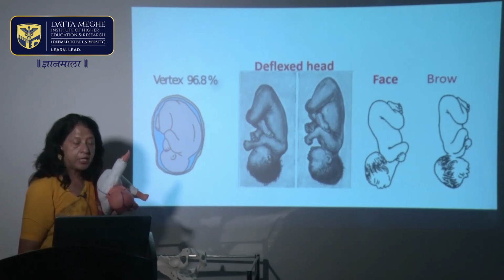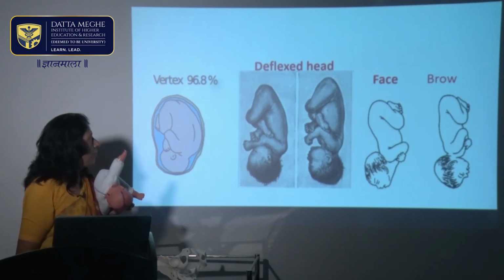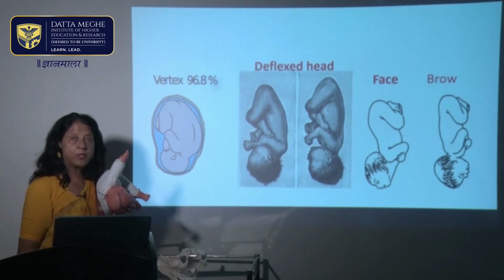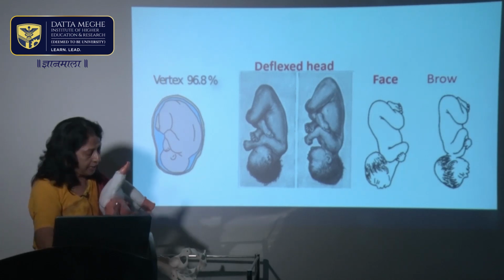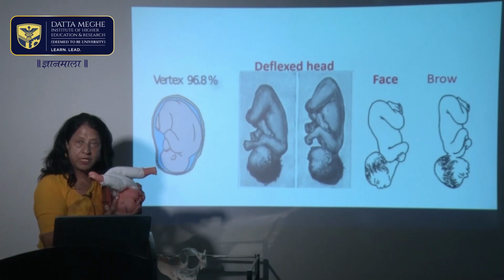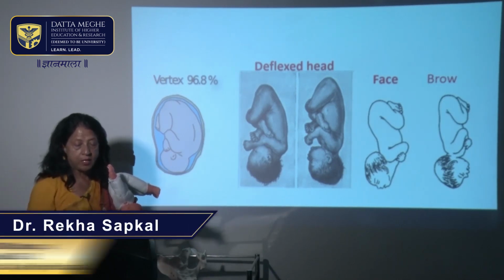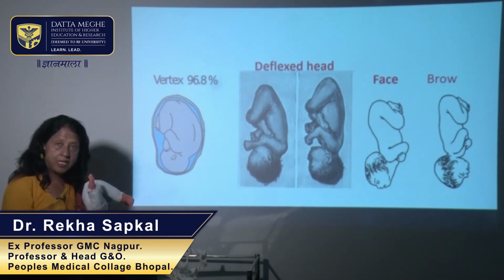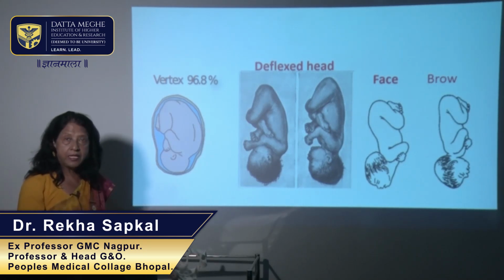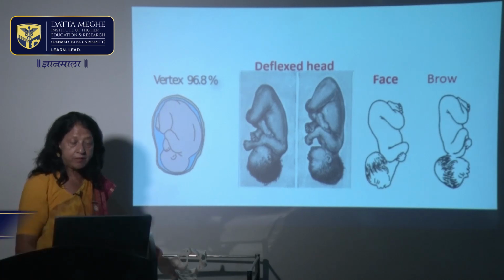These two photographs are of deflexed head, where occipito-posterior position results. When head is completely extended, it is face presentation. When incomplete extension, it is brow presentation. I will repeat. So, these presentations we will learn in different steps, different chapters.